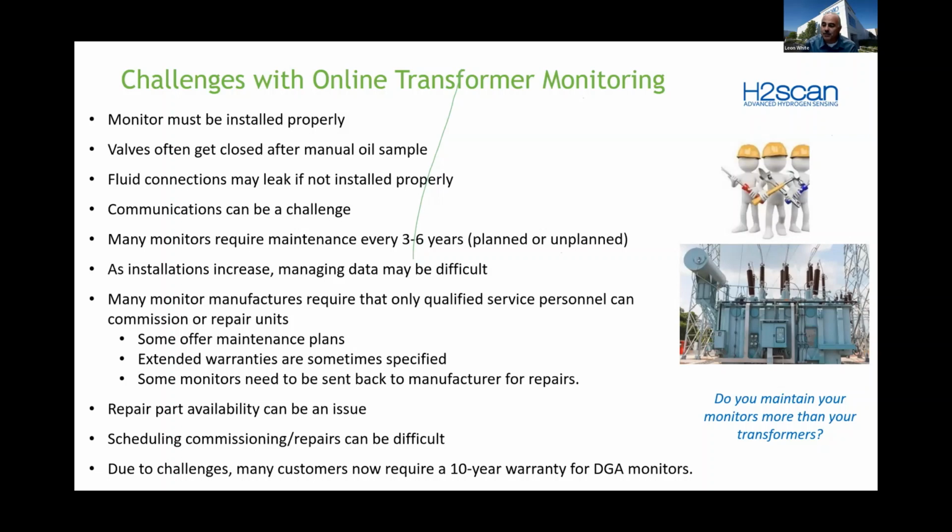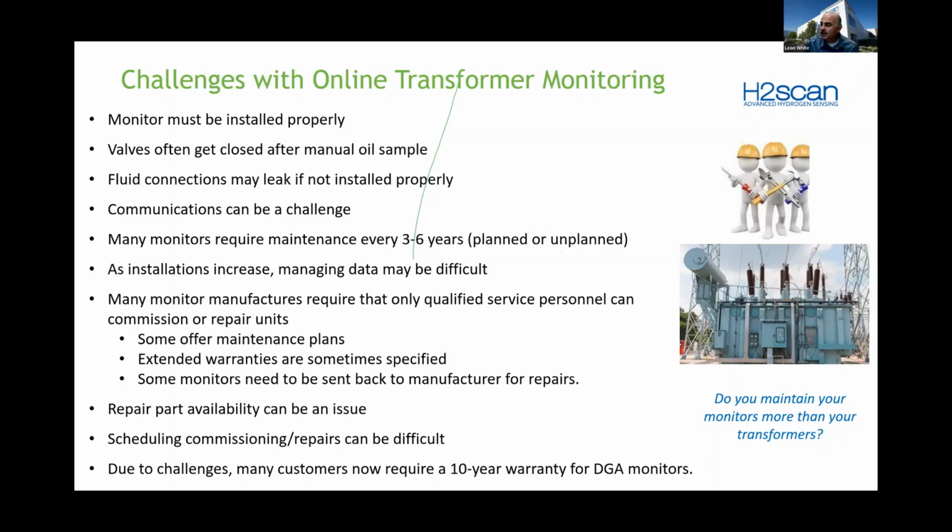And again, due to challenges with uptime on monitors, many customers are now requiring a 10-year warranty for their DGA monitors. That way they're able to ensure that, with public utilities, there's always an issue of capital dollars versus maintenance dollars, and it's much easier to spend capital dollars than it is maintenance dollars.